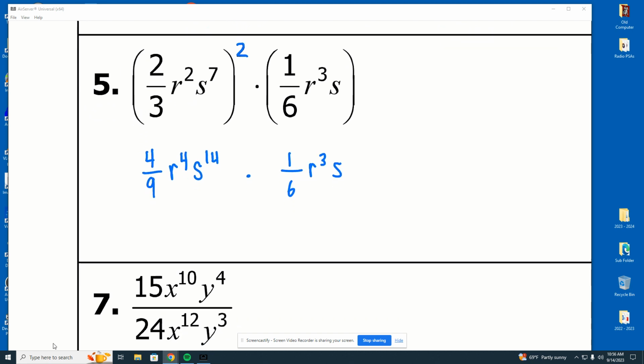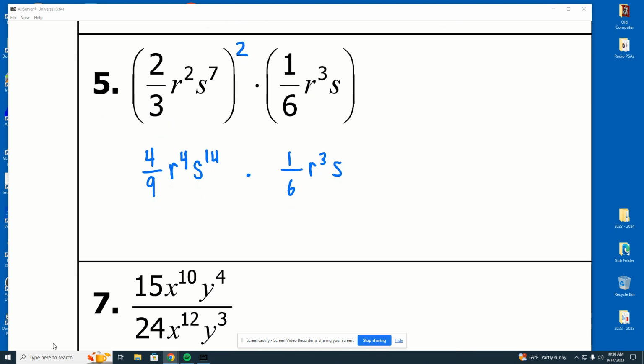So let's finish this thing out. Let's treat numbers like numbers. What is 4 over 9 times 1 over 6? Go to your calculator for me real quick. Remember, your calculator is awesome at doing fractions. So go alpha y equals number 1 and do 4 over 9 times alpha y equals number 1, 1 over 6. 2 over 27. So I'm going to put 2 up top over 27 in the bottom.